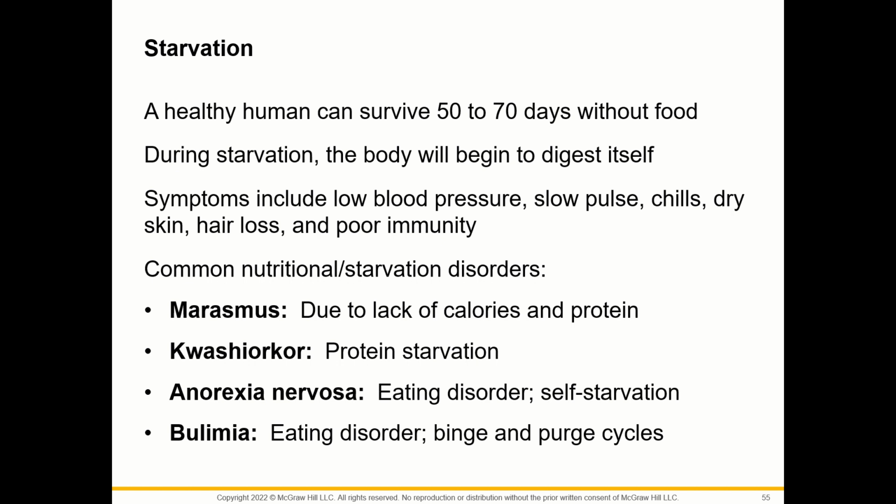Common nutritional and starvation disorders are marasmus, which is due to lack of calories and protein; kwashiorkor, which is protein starvation; anorexia nervosa, an eating disorder, which is self-starvation; and bulimia, an eating disorder with binge and purge cycles. When we talked about the edema from protein deficiency, kwashiorkor is going to be telltale with the swollen belly and the edema.